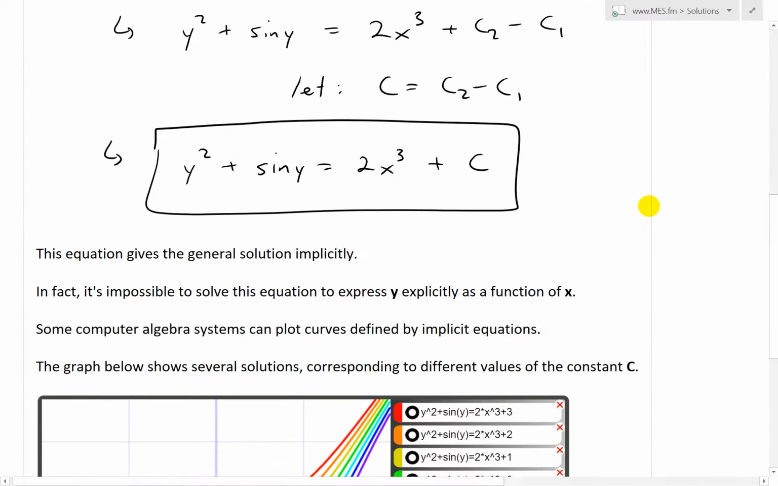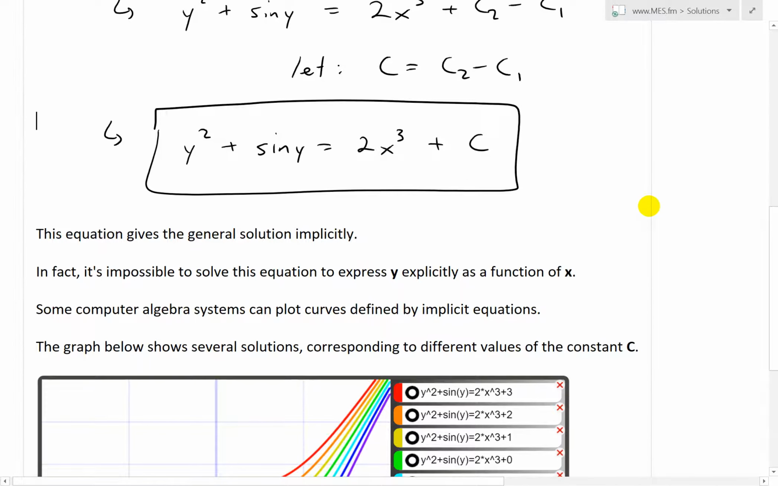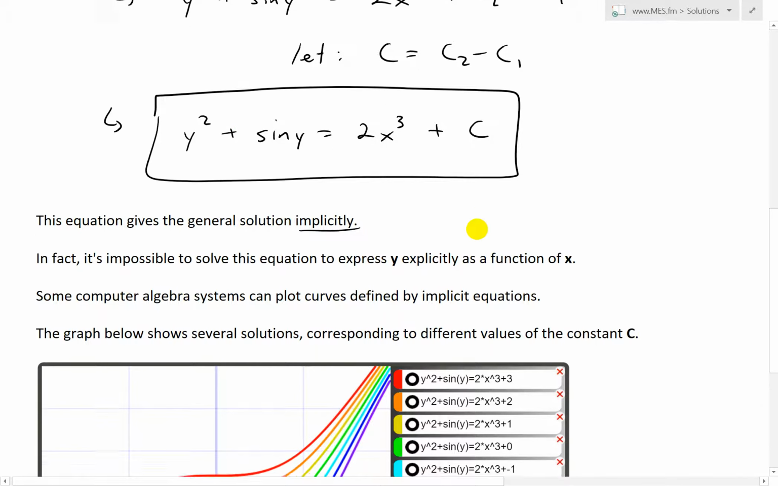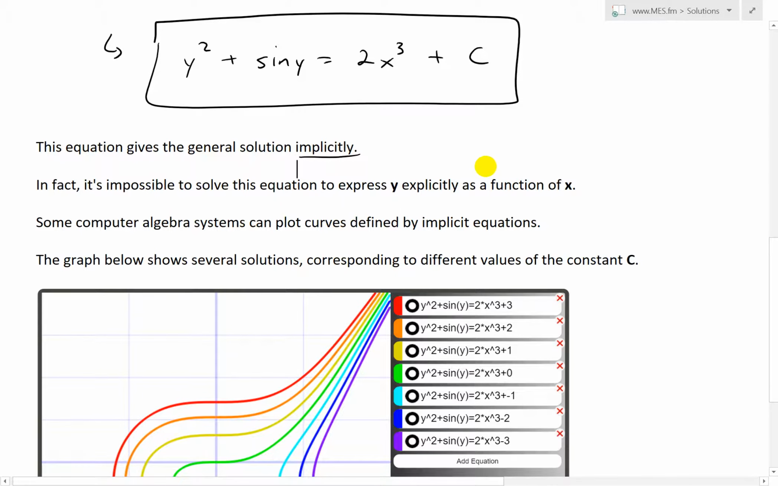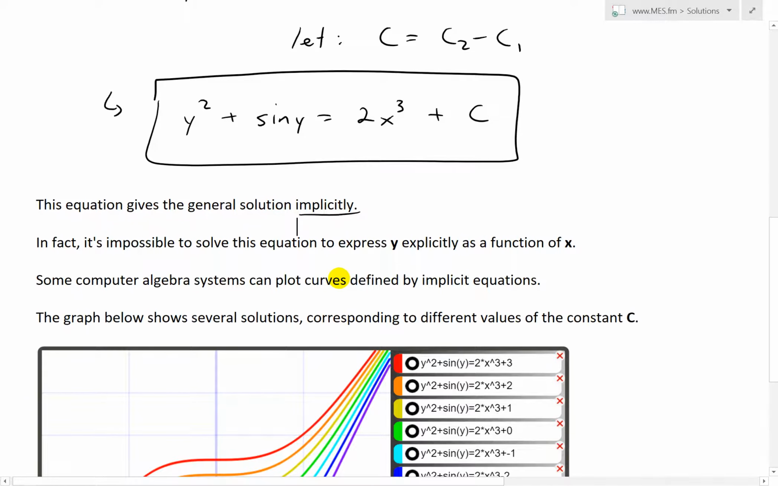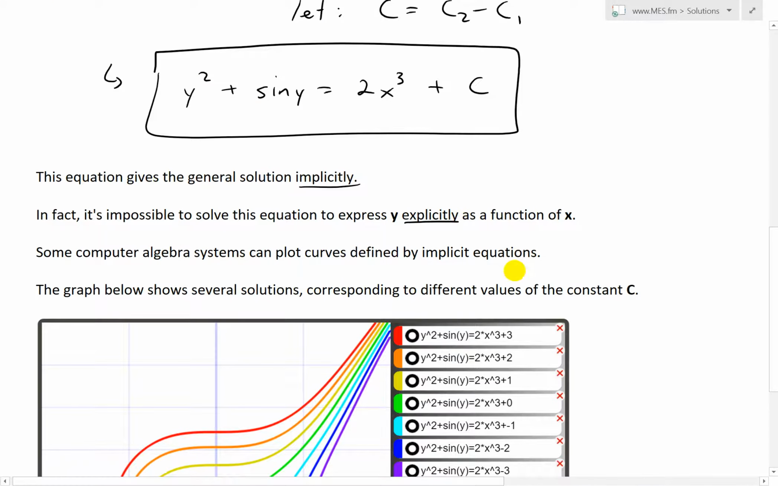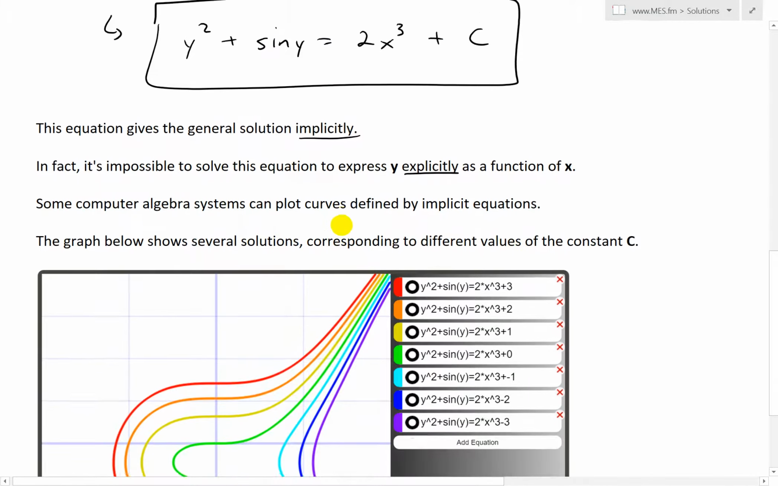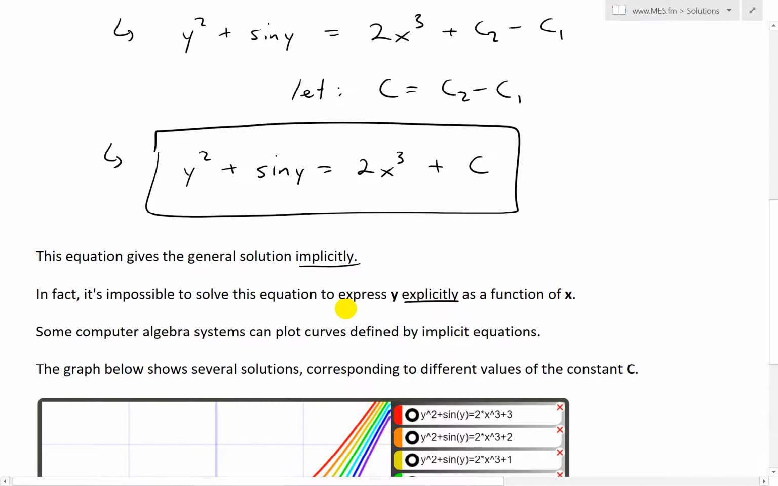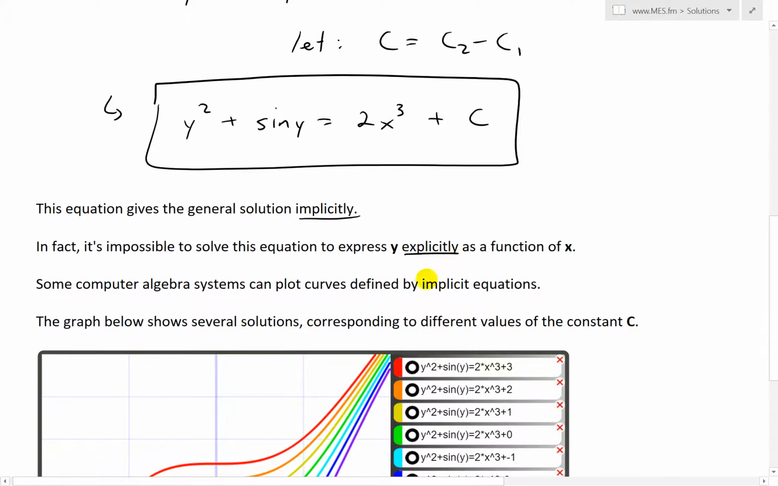This equation gives the general solution implicitly. Saying y is a function of x, this is how y and x are related implicitly, but it's actually impossible to solve this particular equation to express y explicitly as a function of x. So we'll just leave it as this implicit solution.